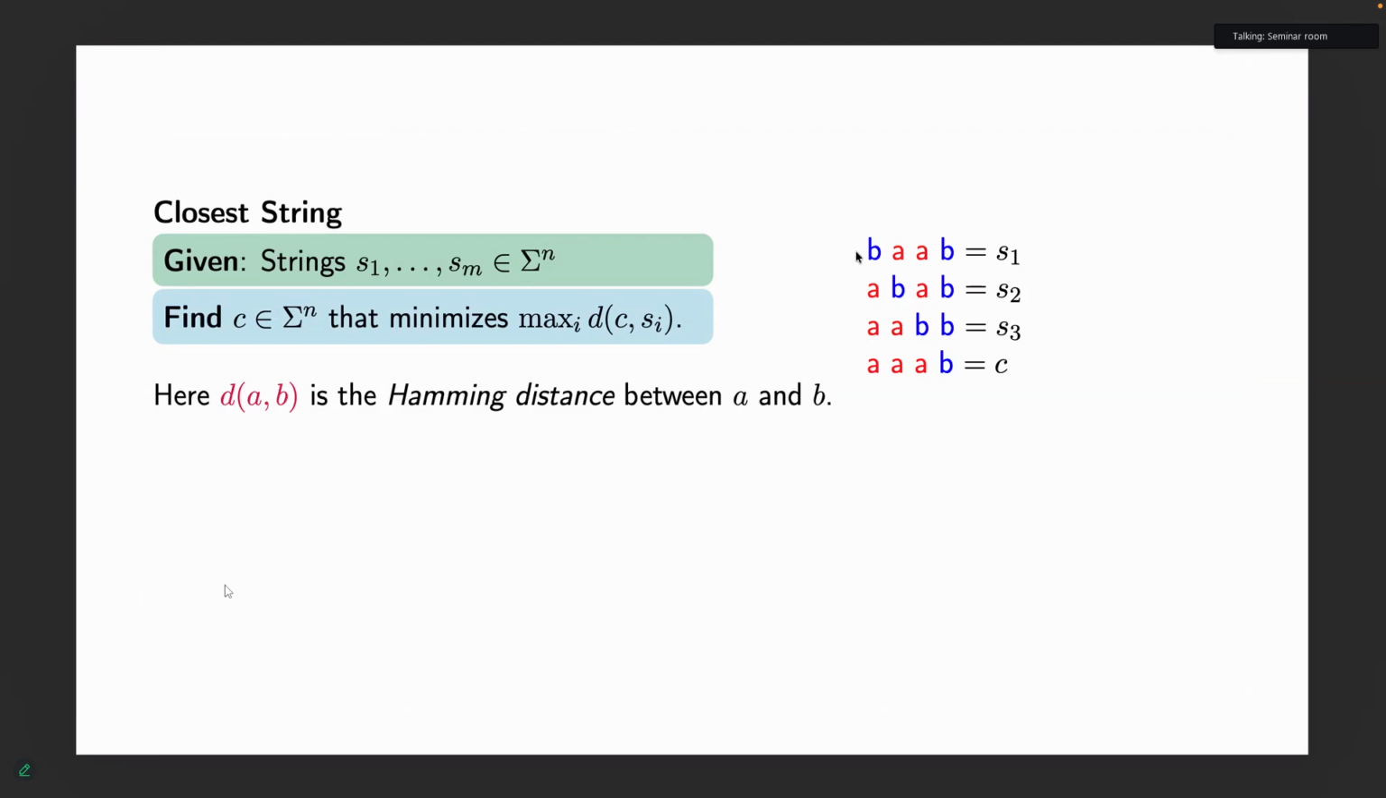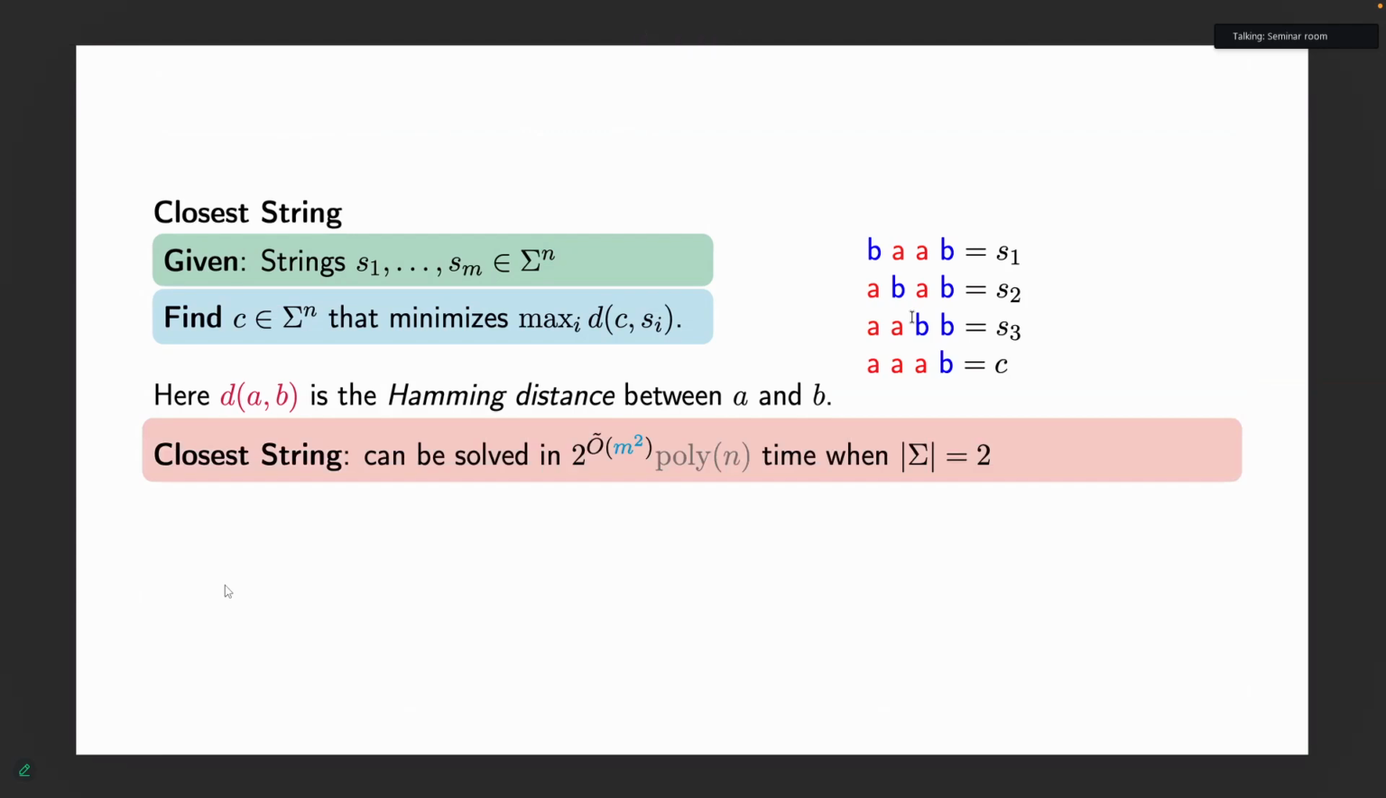Yeah, so this is called closest string. It was defined like this. An example would be: you have these three strings, and the optimum solution is this one. So you can have some errors here. And you can solve it in 2 to the m squared time. M is the number of strings.